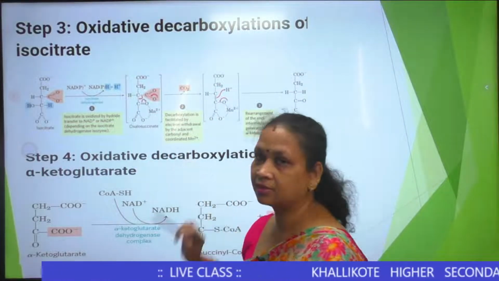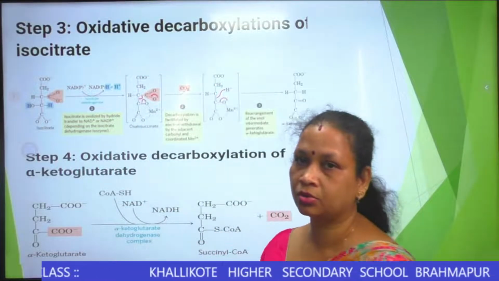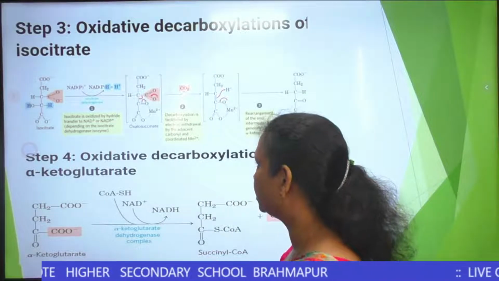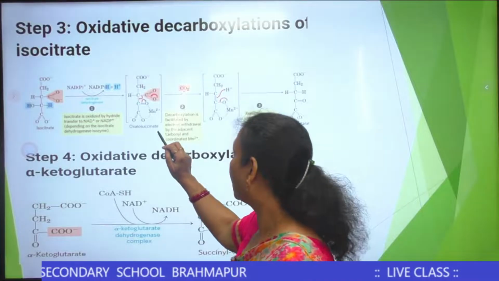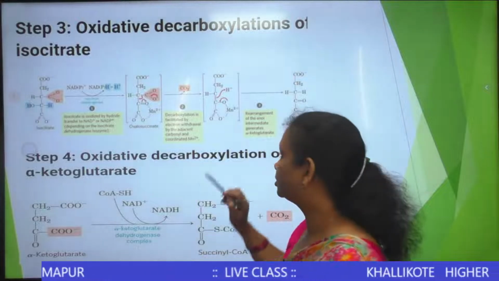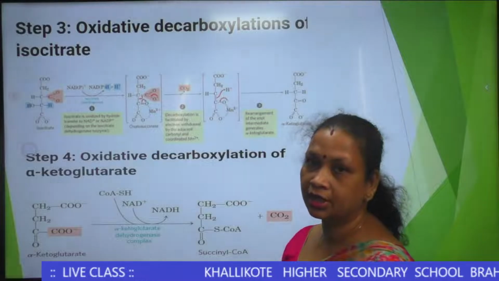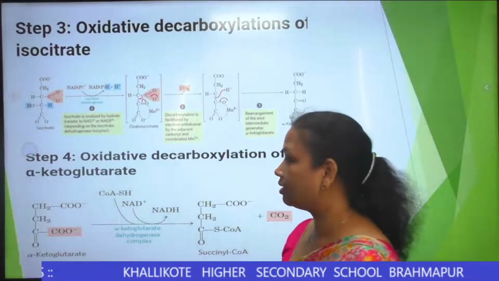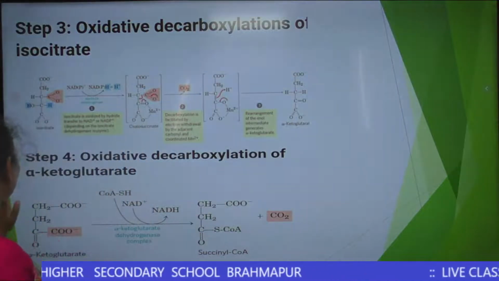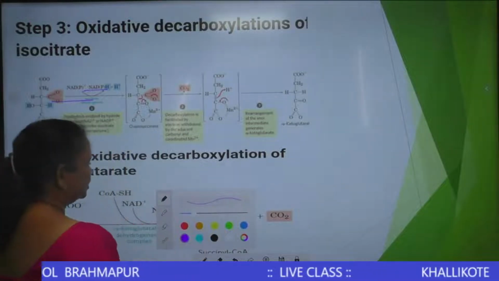Here again there is formation of an unstable intermediate compound, which is oxalosuccinate. Oxalosuccinate is highly unstable and, releasing a molecule of carbon dioxide, the reaction forms alpha ketoglutaric acid. So, alpha ketoglutaric acid is formed in this reaction.